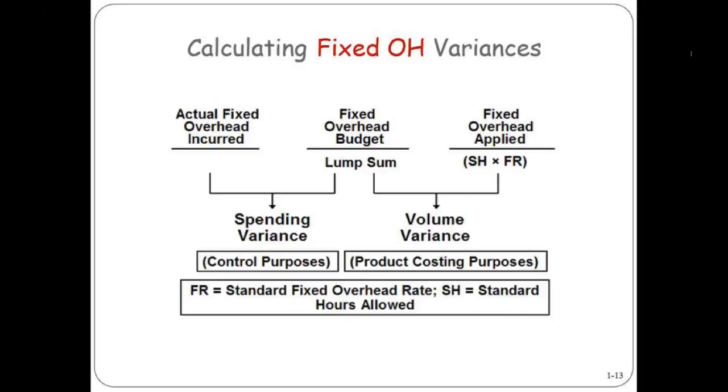Now, this applied, this is what we did before, right? This is what we did in the previous chapter. We apply it as we go so that we can apply it and we have an over-application or an under-application at the end of the period. But you can still have these variances, spending variance and a volume variance, but you have to use them carefully. The volume variance is just so you can allocate your costs to your products correctly.